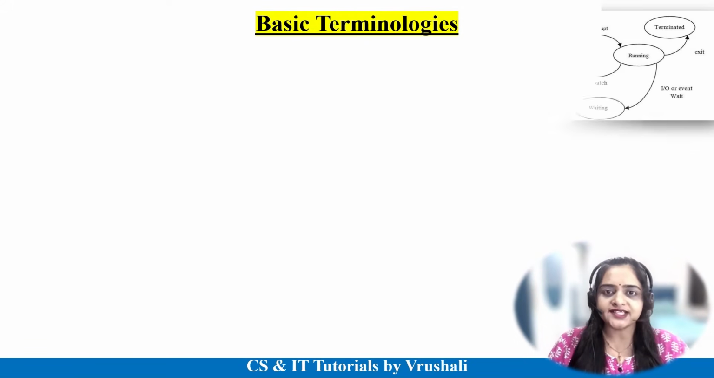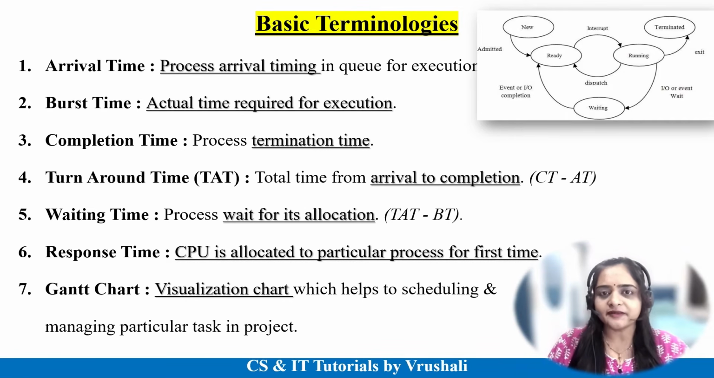Before solving the example, you must know some basic terminologies in CPU scheduling algorithms. We have already discussed all these terminologies in detail in a previous session. Here, I am giving you a quick revision. The first one is arrival time. In the new state, your process is created, then this process moves forward to the ready state for execution. This is called the arrival time of a particular process. Burst time means the actual time required for execution. Next one is completion time. After execution, your process goes to the terminated state. This is called the completion time of your process.